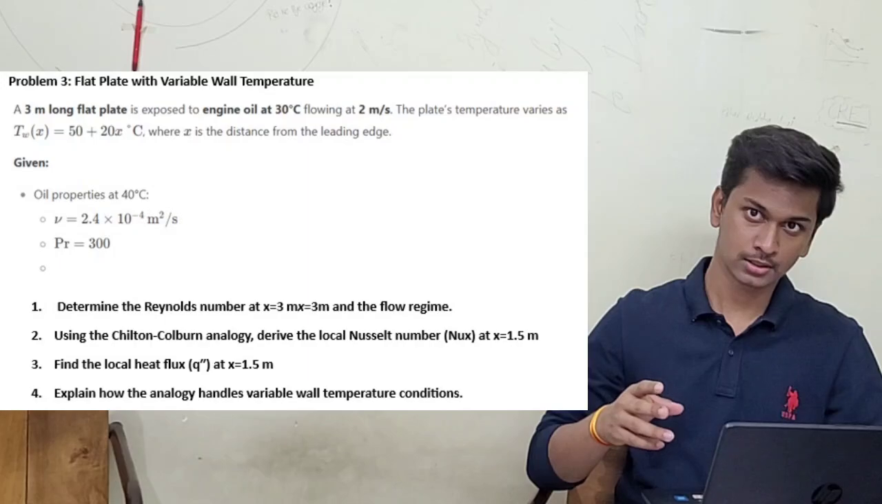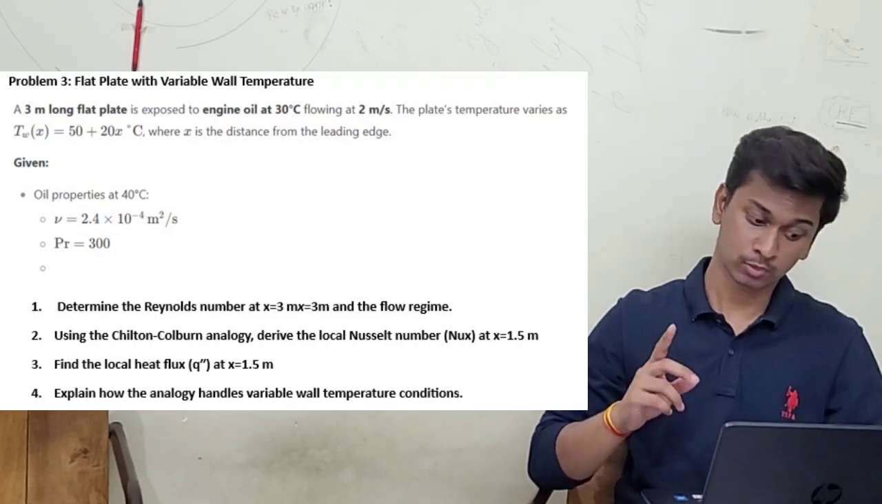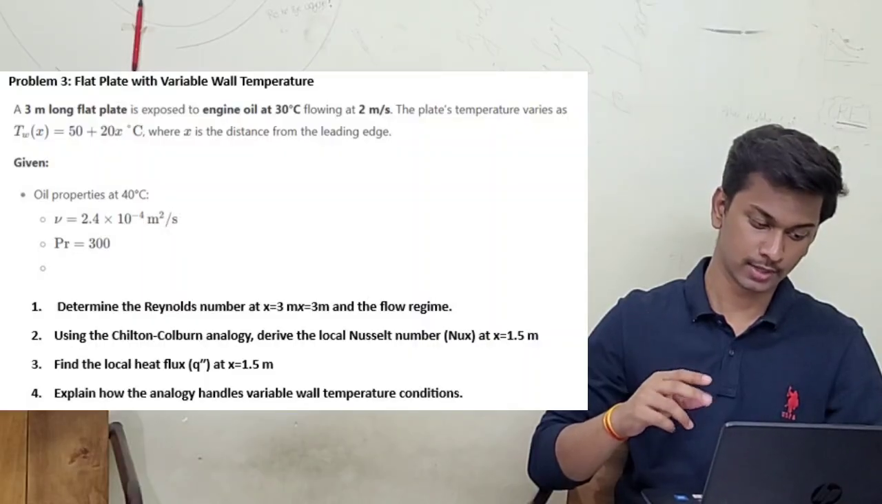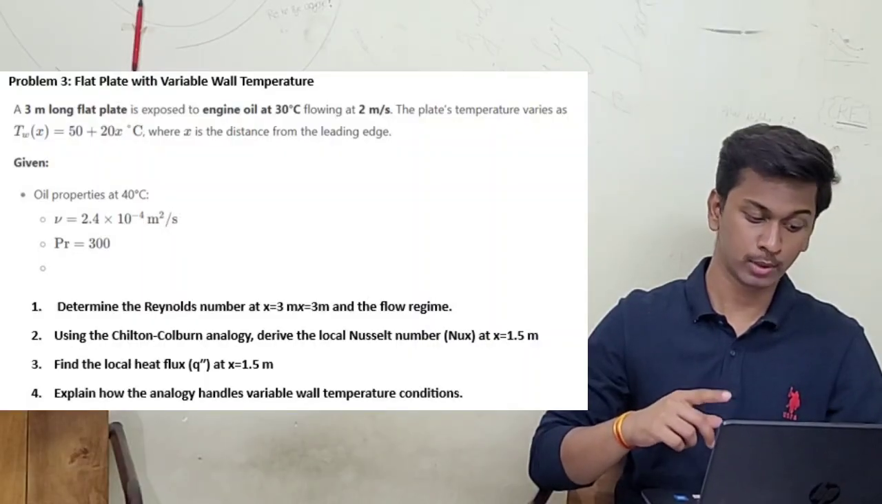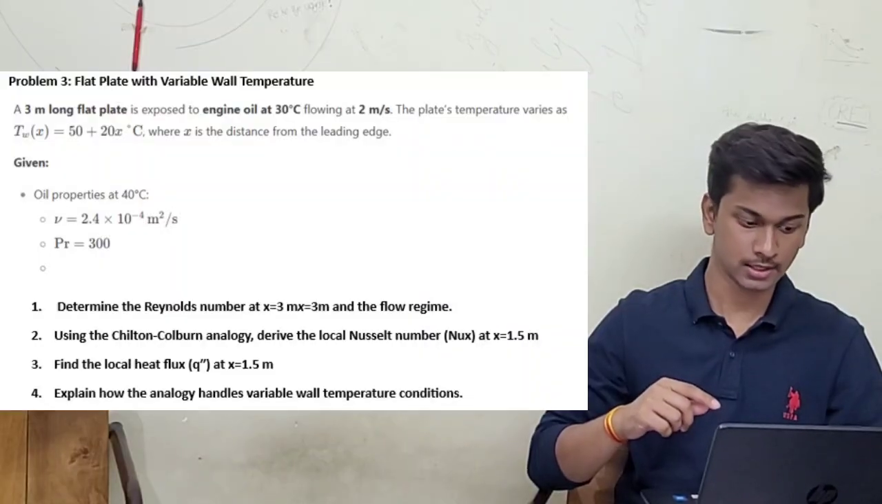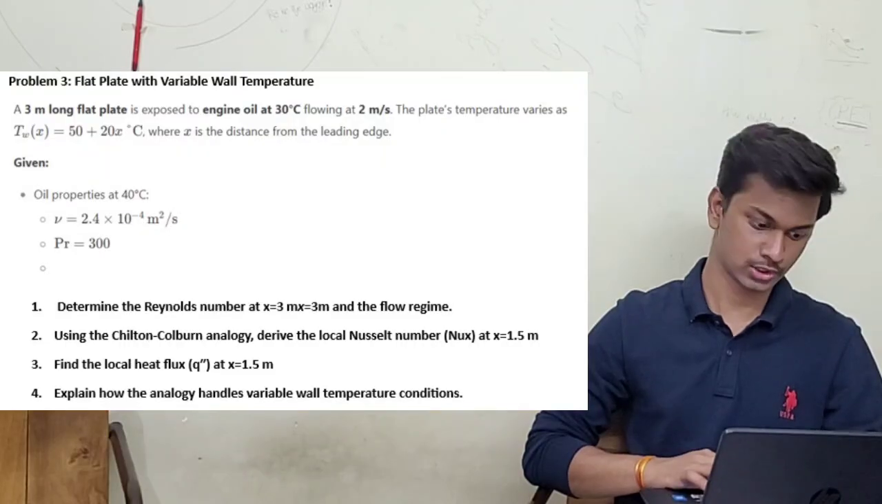The given parameters discussed in this question are: first, the oil properties at 40 degrees Celsius. The kinematic viscosity is given as 2.4 × 10^-4 meter square per second, and the Prandtl number is given as 300. Now, there are 4 parts asked in this question.